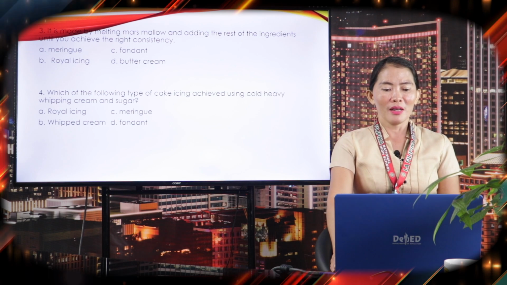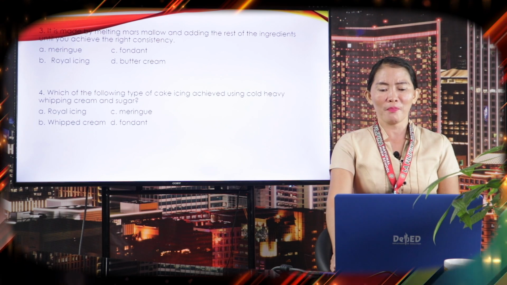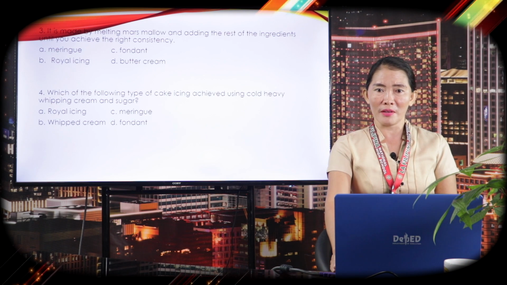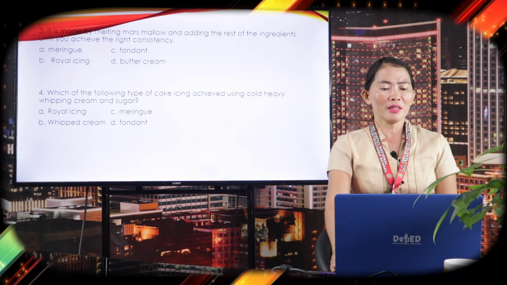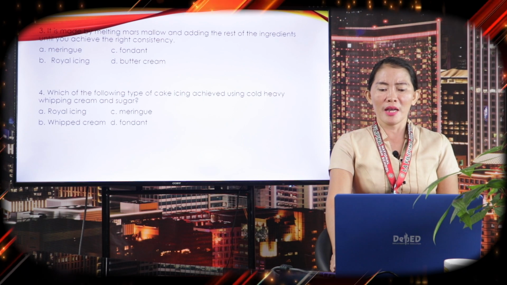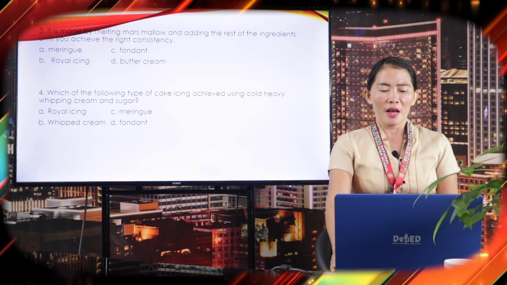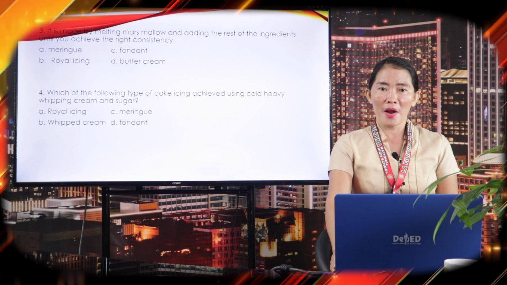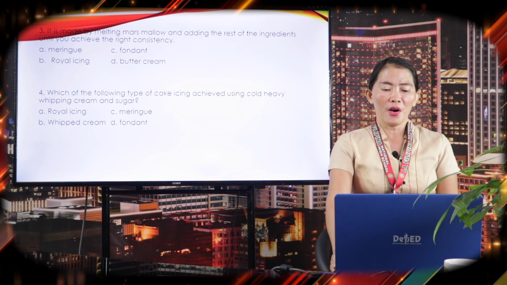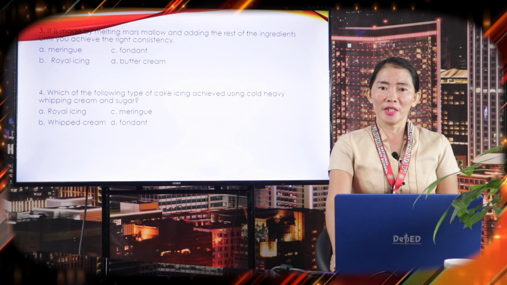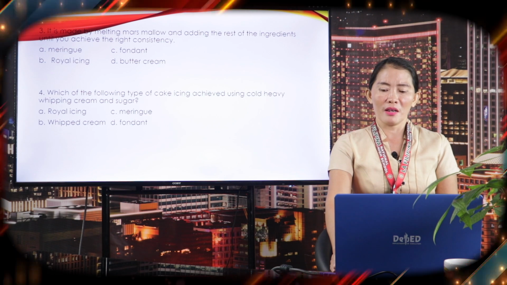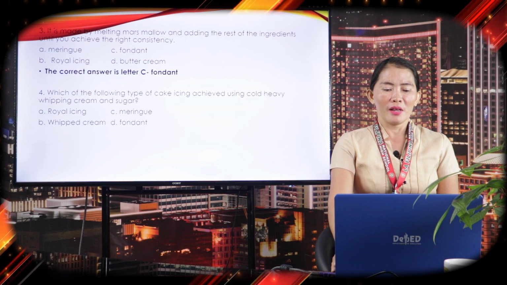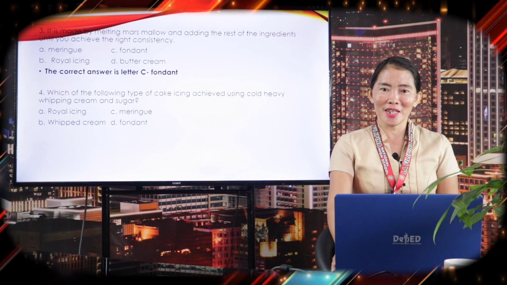Number 3. It is made by melting marshmallow and adding the rest of the ingredients until you achieve the right consistency. Letter A. Meringue. Letter B. Royal icing. Letter C. Fondant. And letter D. Buttercream. The correct answer is letter C.